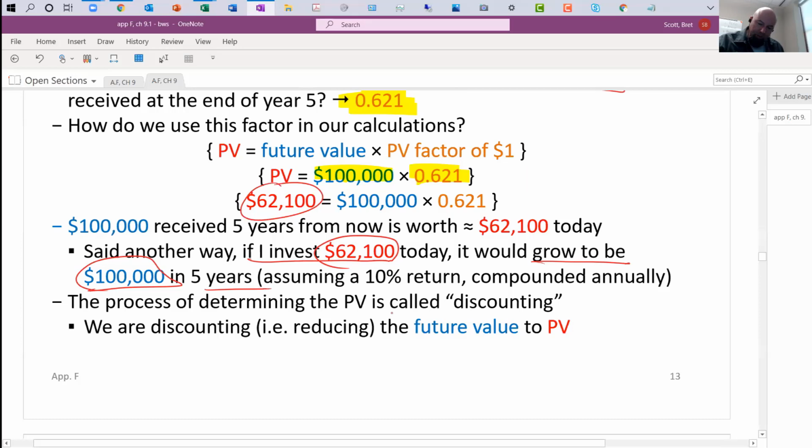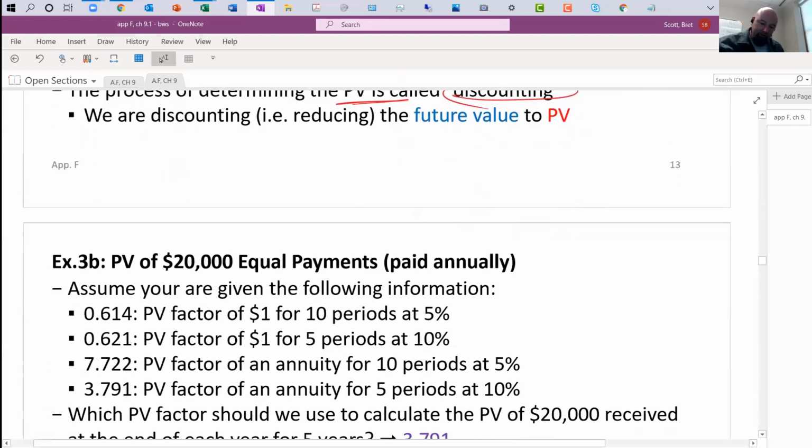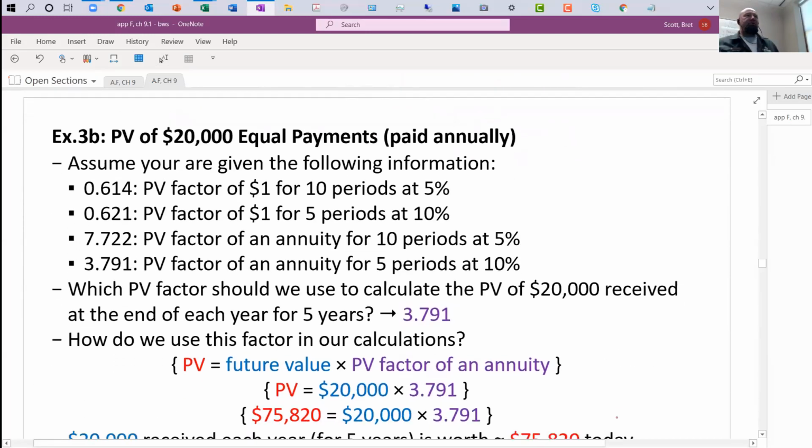So the process of determining present value is the discounting. We're working backwards. We're reducing the future value, which is big, down to a smaller present value. The present value is always going to be smaller. Because why? Because amounts that we know today grow over time. That's the present value of a single lump sum.